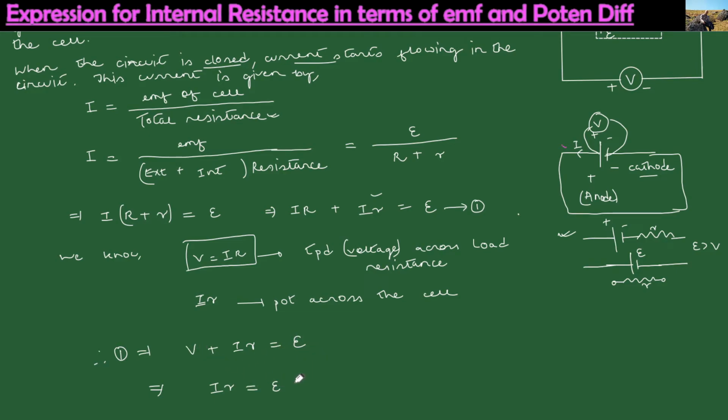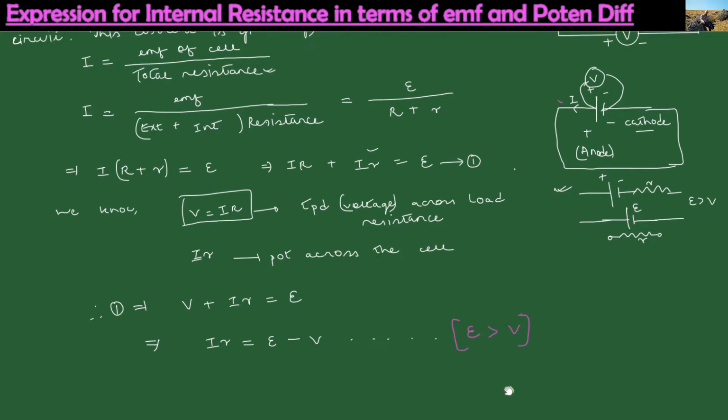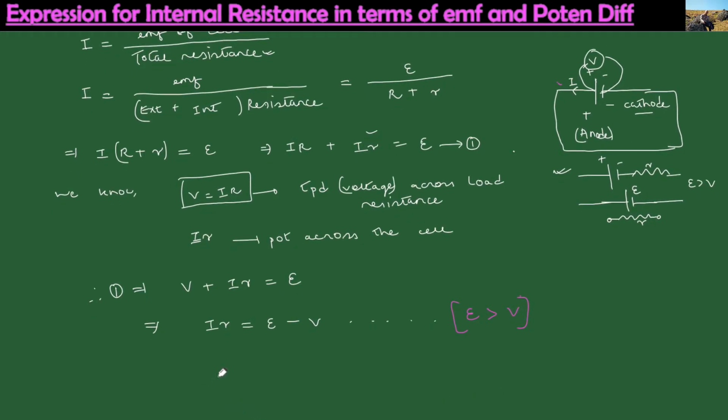Take this V to the right hand side, then you get negative V. From here, it is very, very important to note that this EMF E is always greater than V. It is proved from this relationship. It is very evident and clear that the EMF is always greater than the terminal potential difference. So let us solve further.